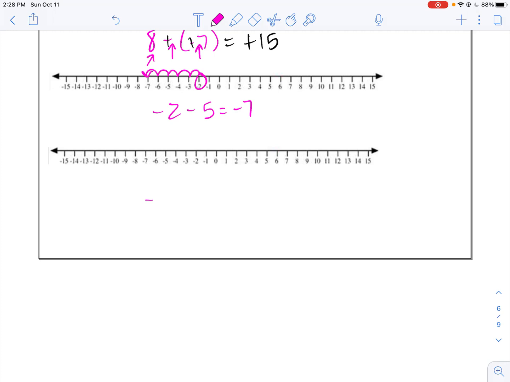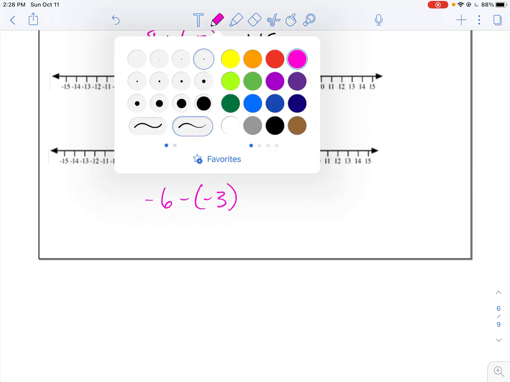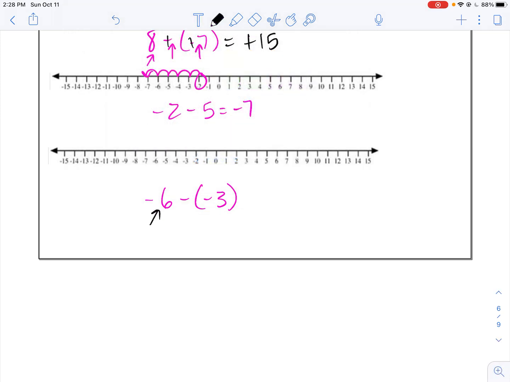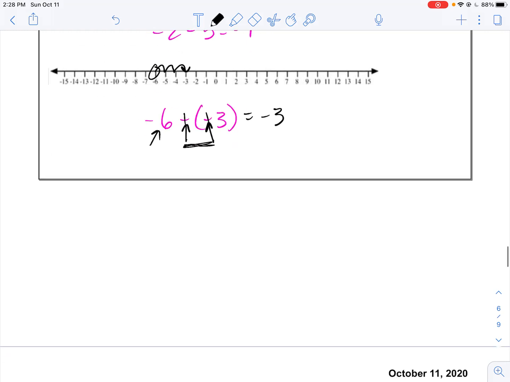Let's do negative 6 minus negative 3. So here's that store situation. I spent $6 on something. I'd go to the store to return something that I spent $3 on. They don't take the money from me again. They actually give it back to me. And now I'm only out $3 because if I'm at negative 6, now I'm adding. And I'm going to come back 1, 2, 3. I am at negative 3.